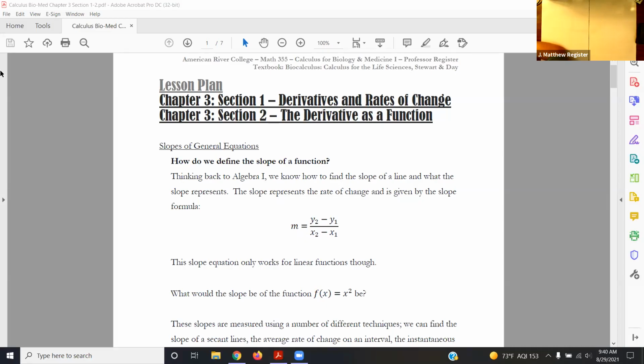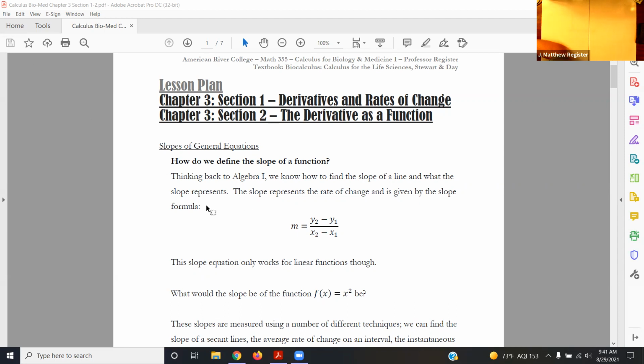Hi there, and welcome to Math 355. Today we are going to be covering 3.1 and 3.2 in your textbook. These two sections introduce the idea of derivative, which is something we've been talking about the entire semester, but now we're actually going to formalize it using the idea of the limit.